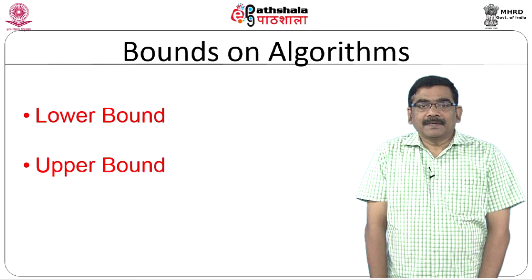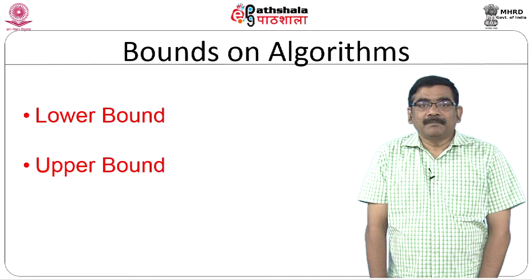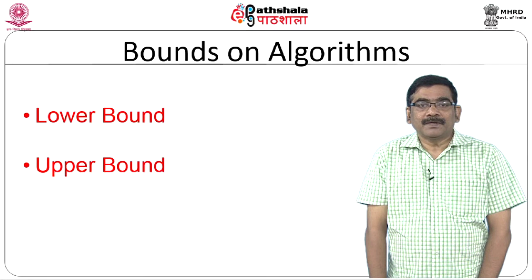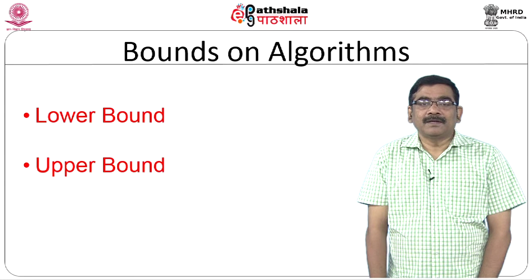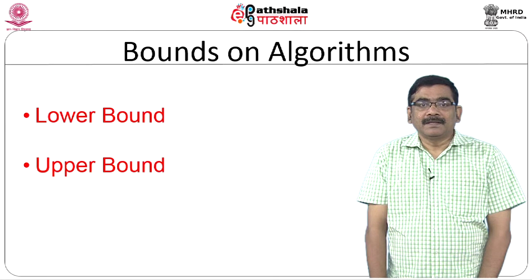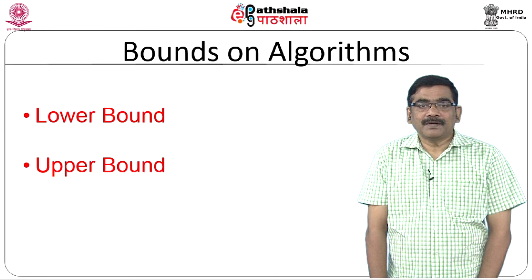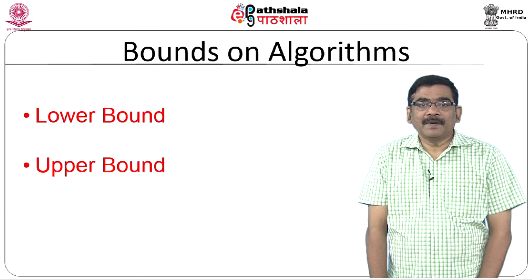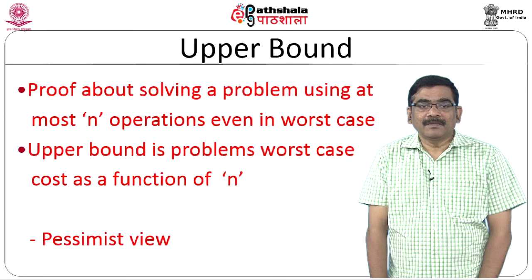In computational complexity, we are interested in finding the bounds of the algorithm. Bounds are of two types. One is called the lower bound and another is called the upper bound. These represent the bounds of the given algorithm. The actual cost of this algorithm ranges between the lower bound and upper bound. So, by finding the lower and upper bound, we can know the limits of the given problem.